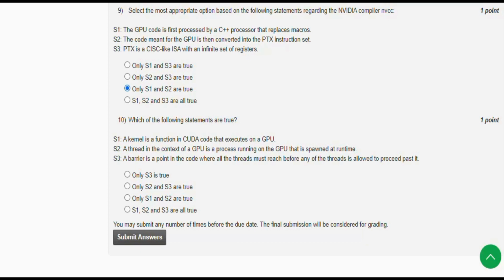Now moving into the last question of this assignment, question number 10. Which of the following statements are true? Statement 1: A kernel is a function in CUDA code that executes on a GPU. Statement 2: A thread in the context of a GPU is a process running on the GPU that is spawned at runtime. Statement 3: A barrier is a point in the code where all the threads must reach before any of the threads is allowed to proceed past it. So here statement 1, statement 2, statement 3 all are correct. Okay, so I select that one.